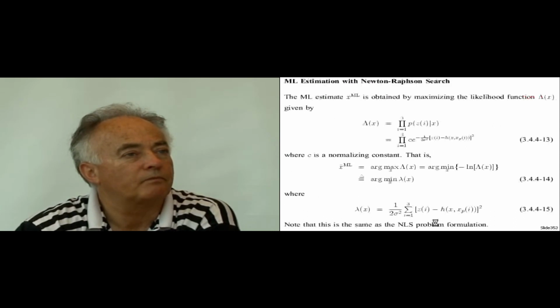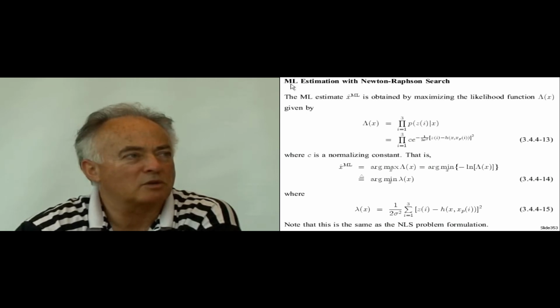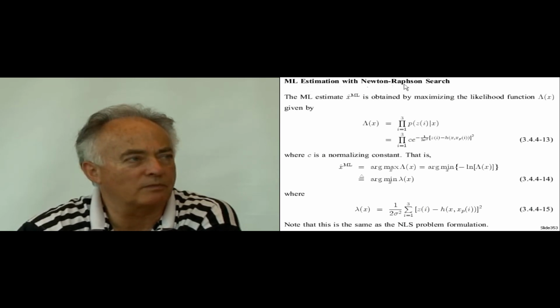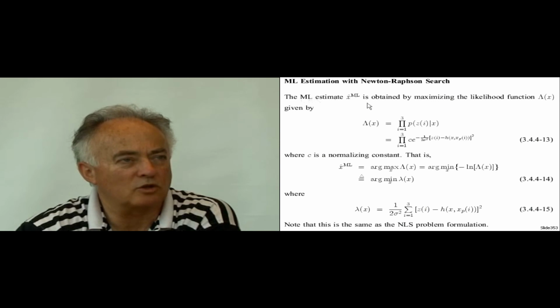Now, we can go back and solve the same problem that we had by formulating it as a maximum likelihood estimation, and the numerical search technique can be Newton-Raphson. So the maximum likelihood estimate, x hat ml, will be obtained as usual by writing the likelihood function lambda of x and then maximizing it.